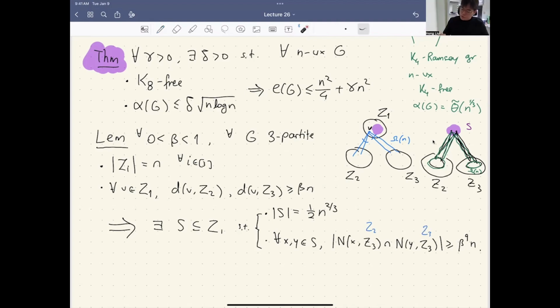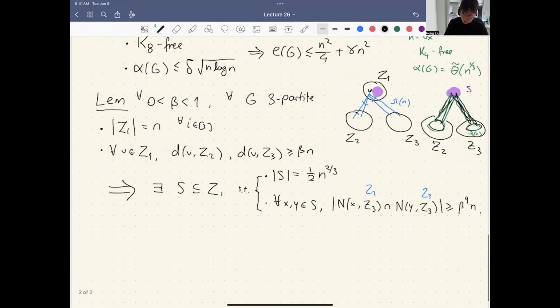So we can boost. Initially, we have a mean degree condition to both sides. Now we have a mean co-degree condition for pairs for a relatively large set S. So this is proved by dependent random choice. I will leave it as an exercise. Prove the above lemma using dependent random choice.